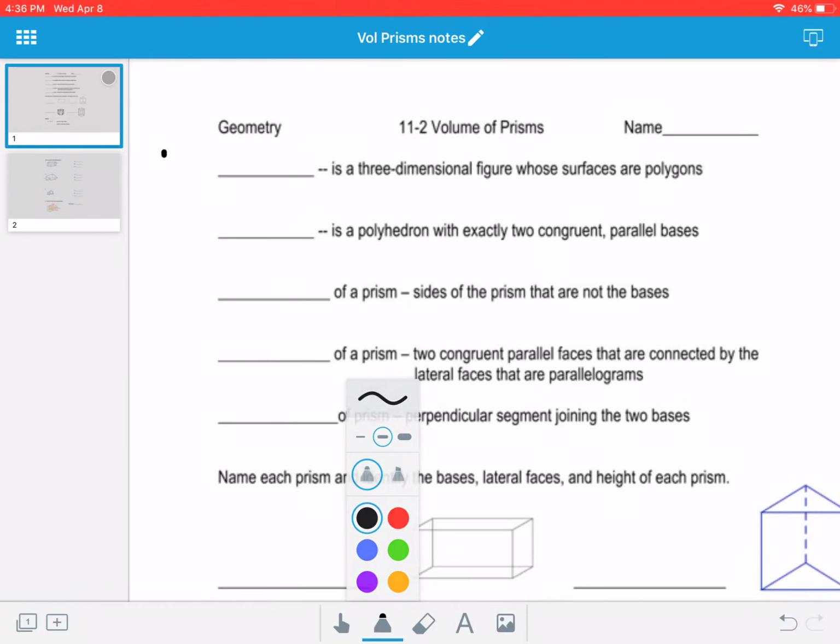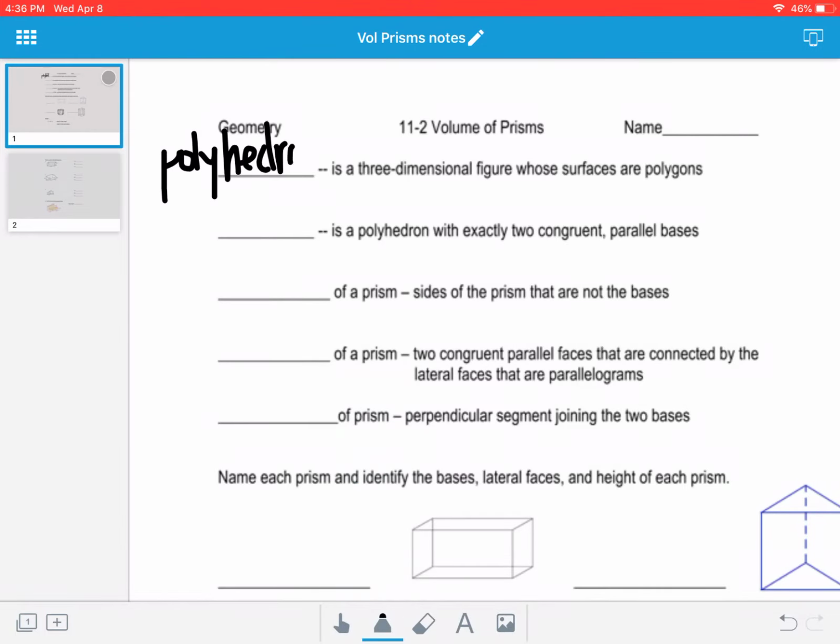By definition, a polyhedron is a three-dimensional figure whose surfaces are polygons. Remember, a polygon has to be flat, two-dimensional, and made up of only segments. There can't be any curves, and these segments will always meet end to end. So a polyhedron won't have curves since it's made up of polygons. A polyhedron that has exactly two congruent parallel bases we call a prism.